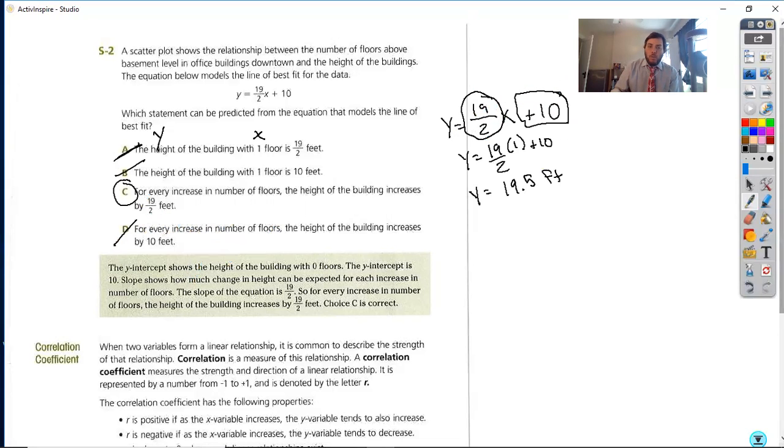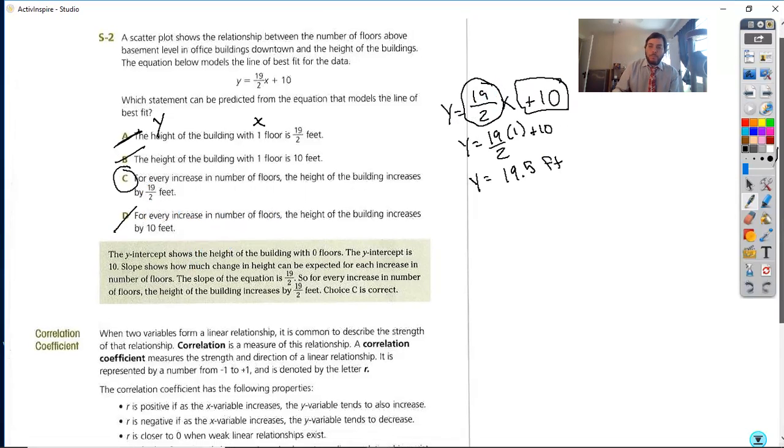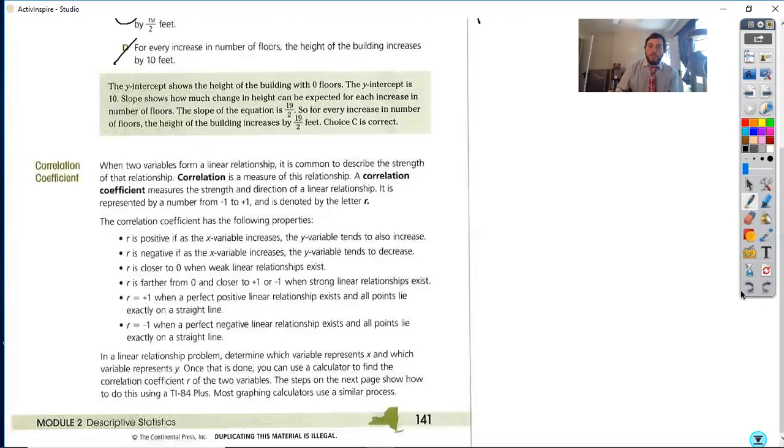All right, now moving on to correlation coefficient. So correlation coefficient is an R value that we find in our calculator, and it measures correlation. Correlation is a measure of the relationship between two variables. The correlation coefficient measures the strength and direction of the linear relationship. It goes from -1 to +1, and it's denoted by the letter R.